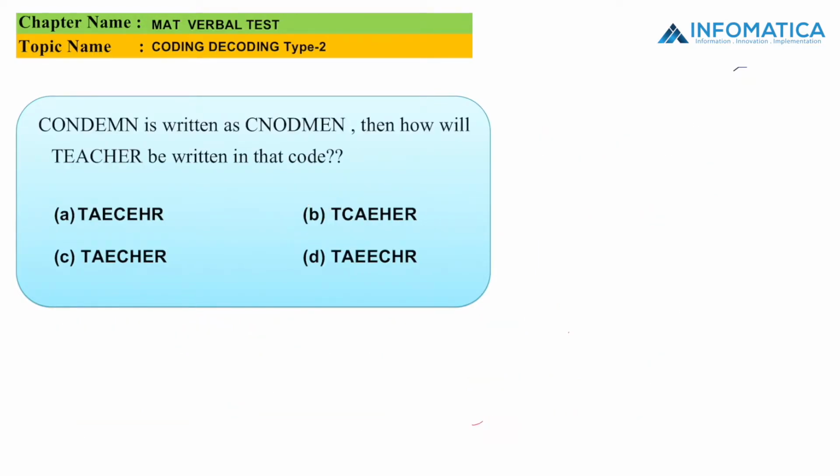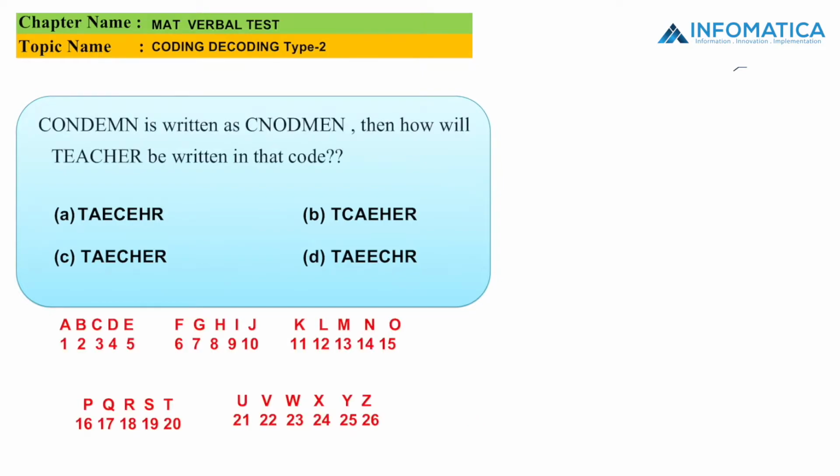Let's go for the next MCQ. It says that CONDEMN is written as CNODMEN. Then how will TEACHER be written in that code? Let's go for the solution. First thing, we write down CONDEMN. How is it written? It is written as CNODMEN.